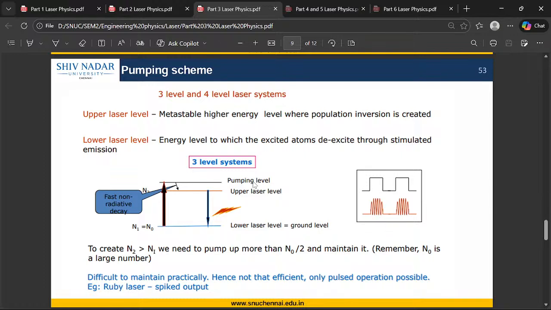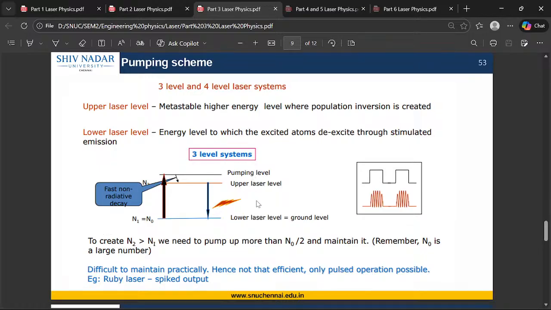To create N2 greater than N1, we need to pump more than N naught divided by 2. So we have to give more electrons, more than N naught by 2. To achieve that is somewhat difficult. That's why in the three level mechanism we get the lasing action in a pulsed manner.